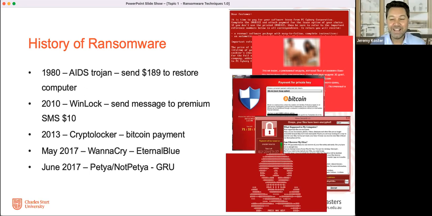So that was the first time we had a kind of service model for this sort of ransomware. In 2010, a fair bit later, we had Winlock. It didn't actually lock up or encrypt files. It just stopped access and replaced it with inappropriate images. If you wanted to get back to where you were, you had to SMS a premium number, which cost you $10, and they'd send you back the decryption key. So this is another way of making their money.